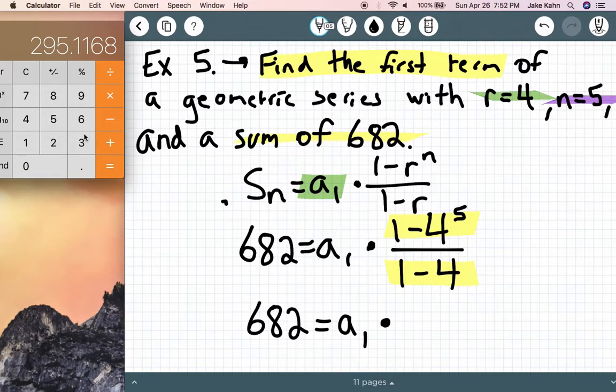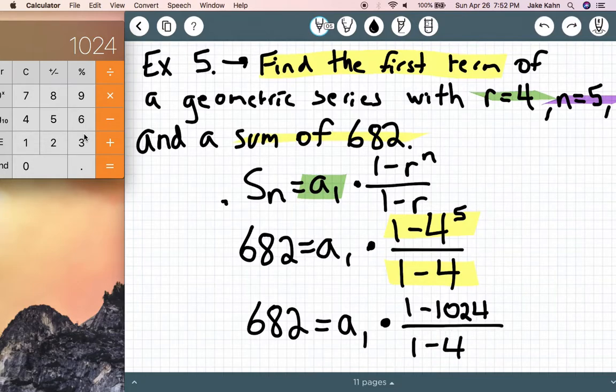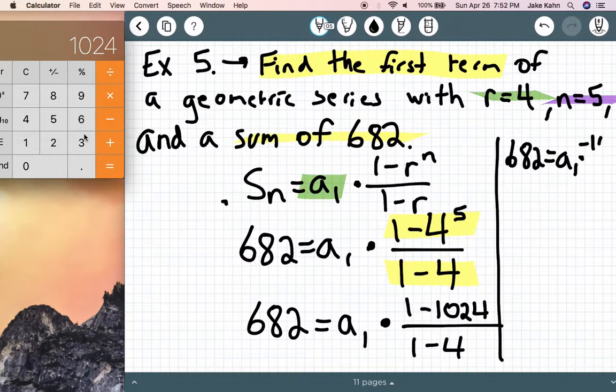So let's go into our calculator and do 1 minus 4 to the 5th. First of all, 4 to the 5th power is 1024. 1 minus 1024. Okay. I am going to move over here now. So 1 minus 1024 is going to be negative 1023, divided by 1 minus 4 is negative 3.